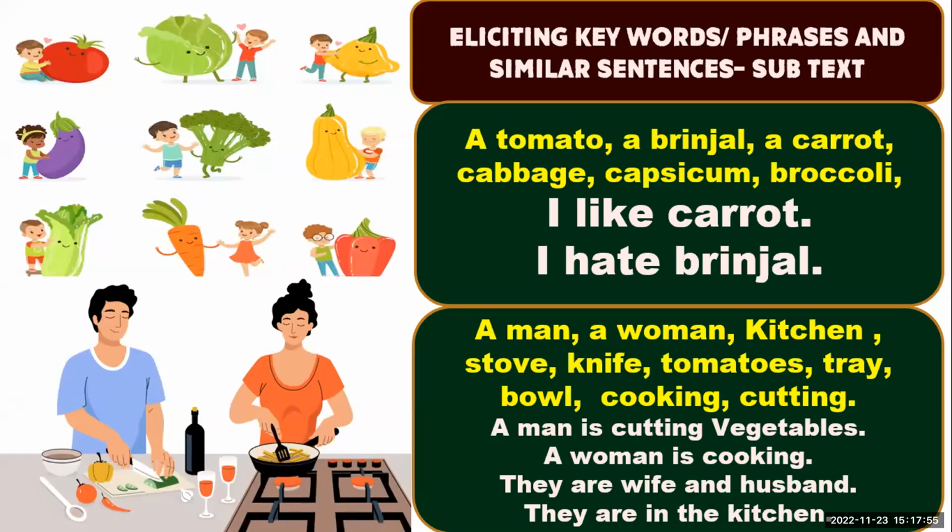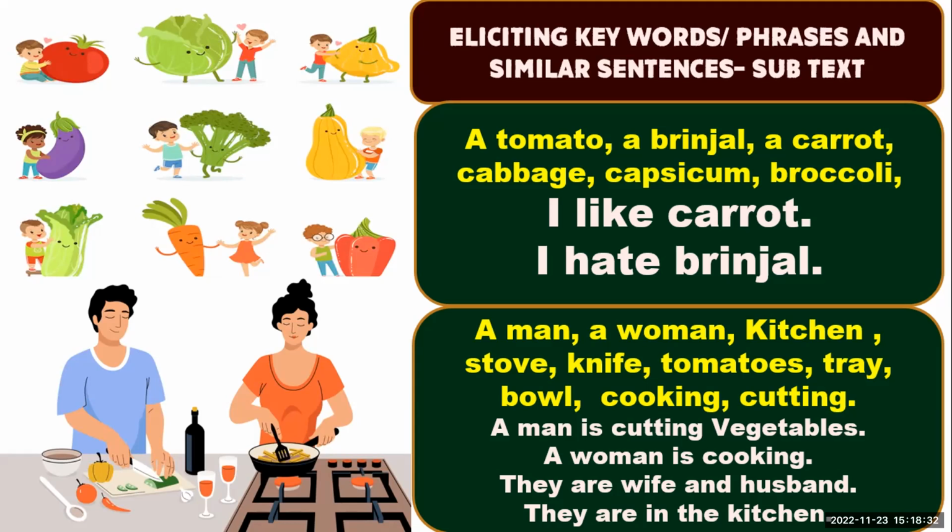Okay. So you have seen in this first picture interaction what happened exactly. And you might have observed how I took the help of my student. Even the teacher can do it, but for the convenience, I have asked my student to do it. And another key area is that while interacting with the students, we have to elicit the keywords, phrases, and similar sentences. And at the same time, we can create the subtext also, right?